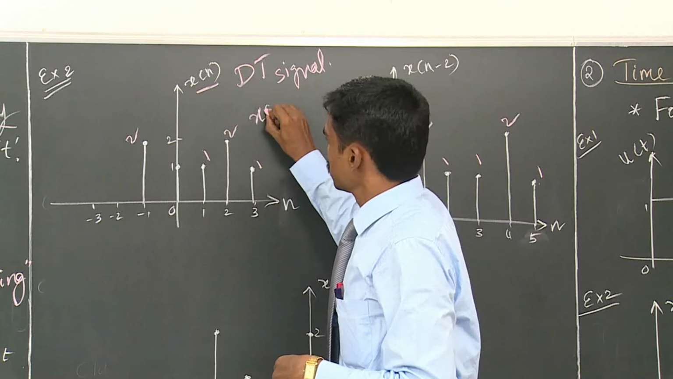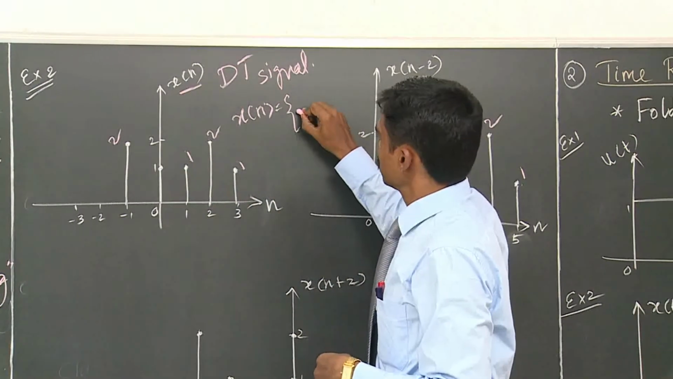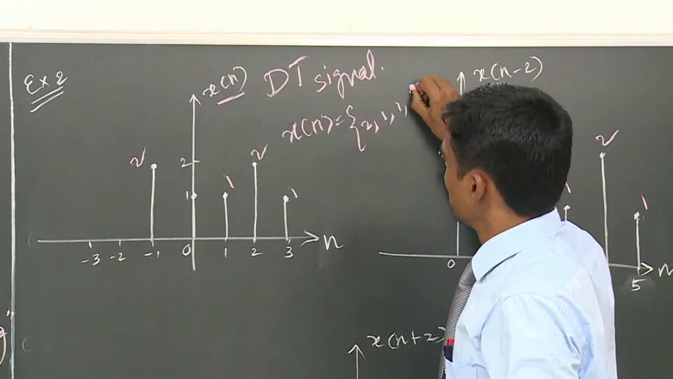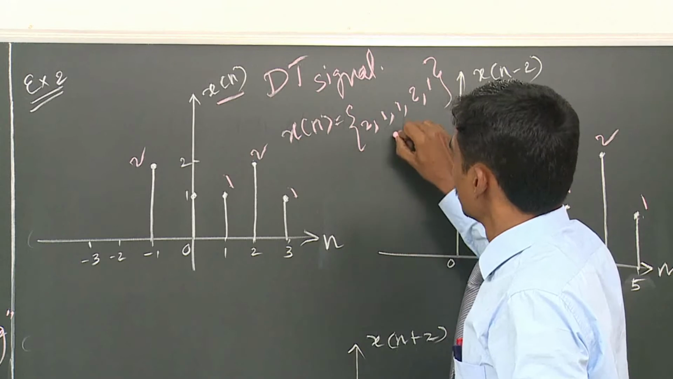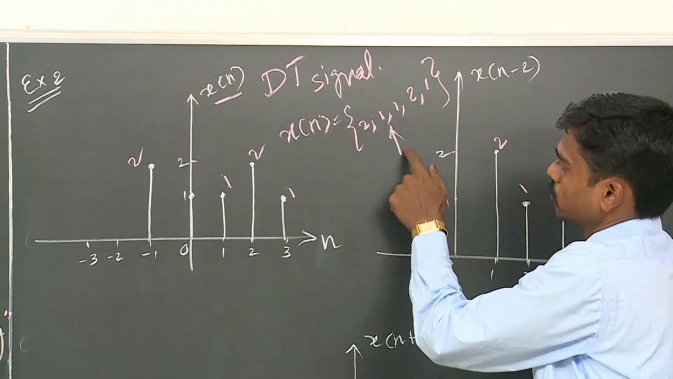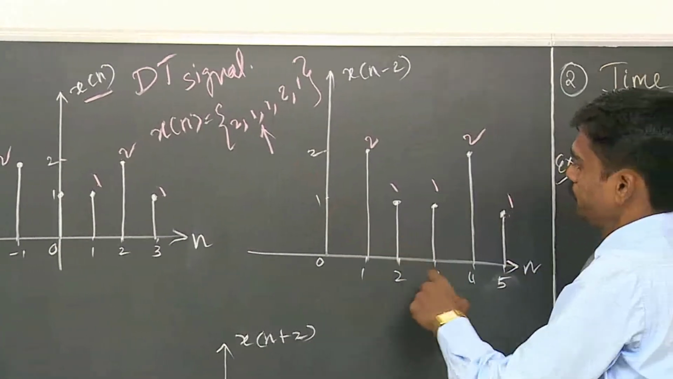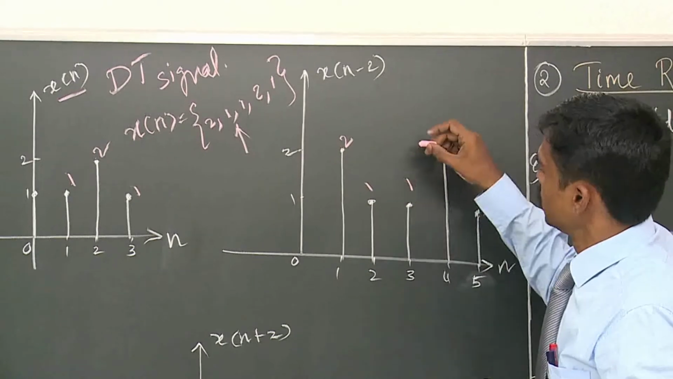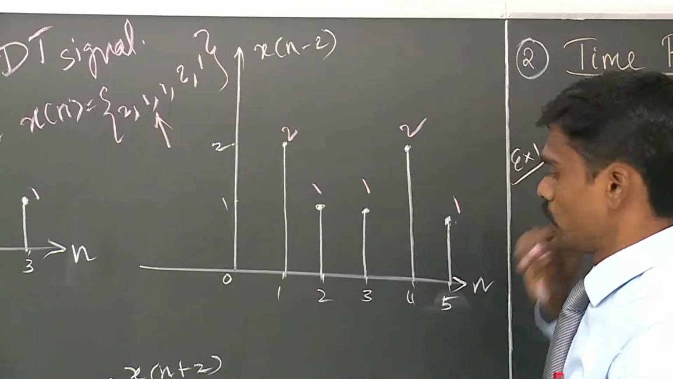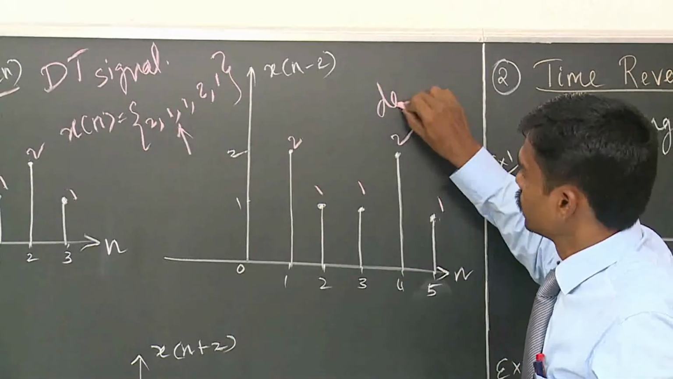If we write the sequence, x of n is equal to 2, 1, 1, 2, 1. This will be the origin, and the origin is represented by an arrow. So 1 is the origin, and here it is shifted like this. Now the x of n will be 2, 1, 1, 2, 1. So this x of n minus 2 is delayed.